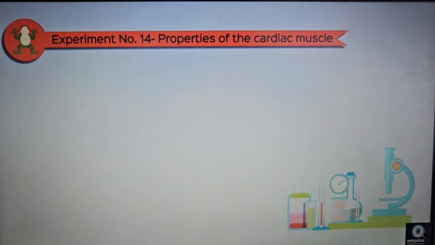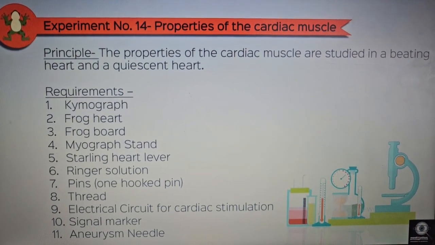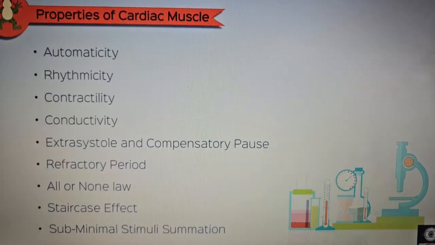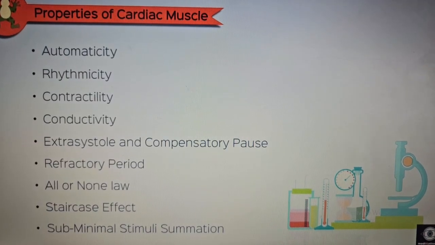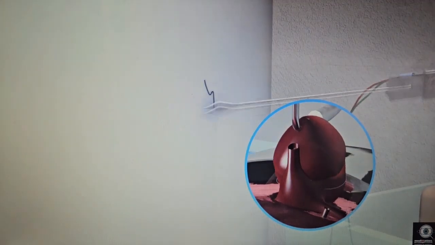14. Properties of the cardiac muscle. Principle. The properties of the cardiac muscle are studied in a beating heart and a quiescent heart. We start by learning about extrasystole and the compensatory pause. We record the normal cardiogram on the kymograph.